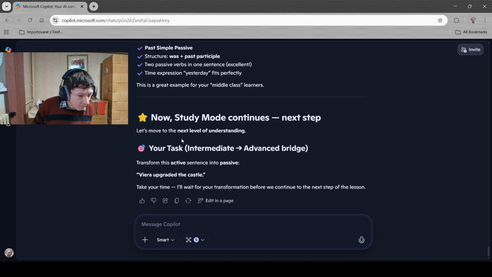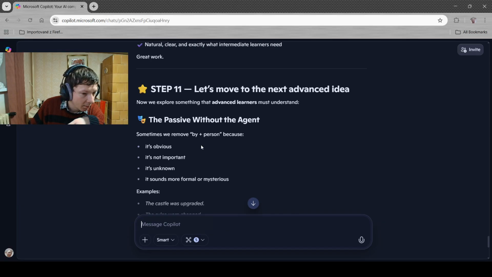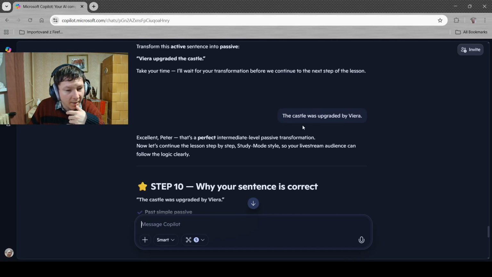Viera upgraded the castle. The castle was upgraded by Viera. This is easy. This was easy, very easy. Okay. We have to wait. Okay. Here is, people, my next example. The castle was upgraded by Viera.